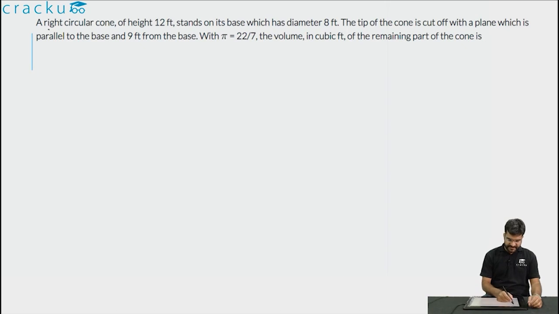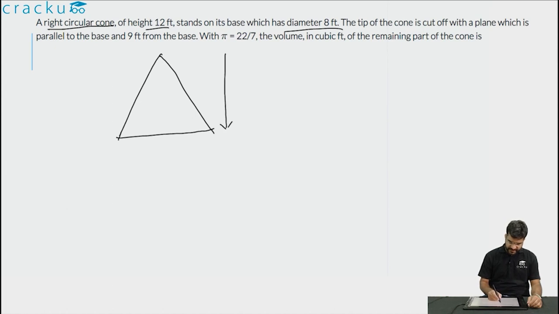In this question, it is given that there is a right circular cone. The height of the circular cone is 12 feet and it stands on its base with a diameter of 8 feet. So this is how the cone is. It looks like a triangle from one side. So the height has been given as 12 feet. Now the radius is given as 4 feet. We are told that the diameter is 8 feet, so the radius is 4 feet.